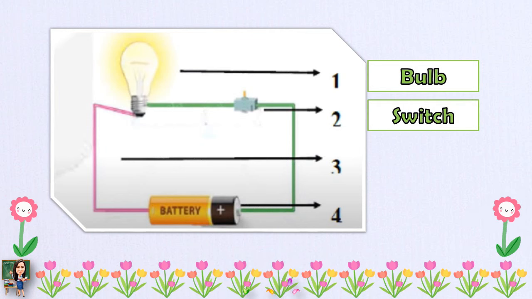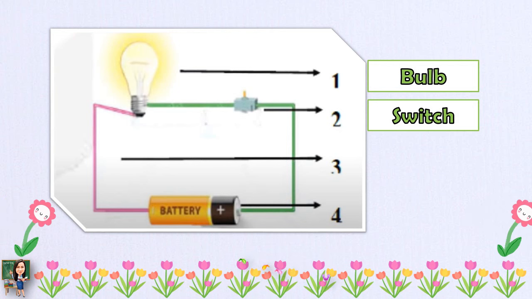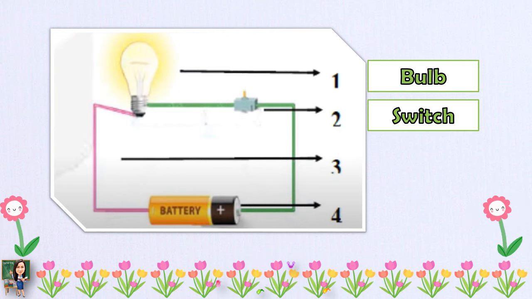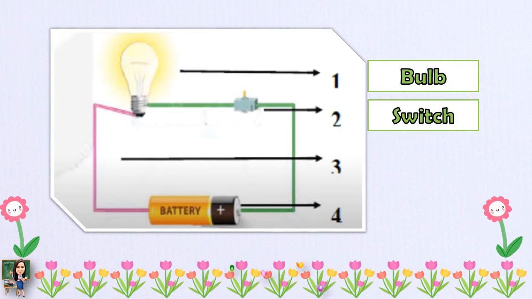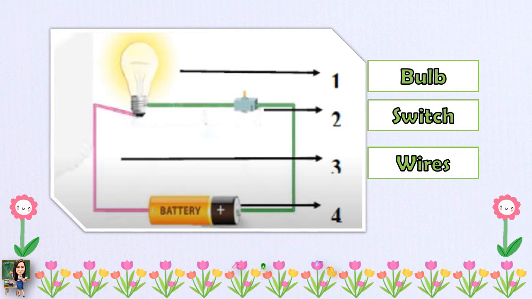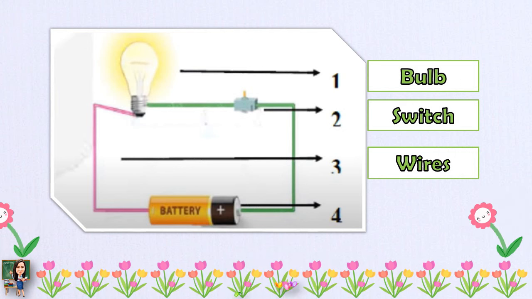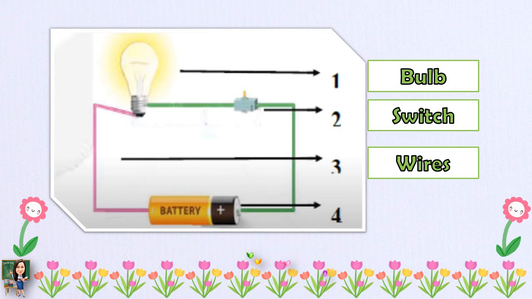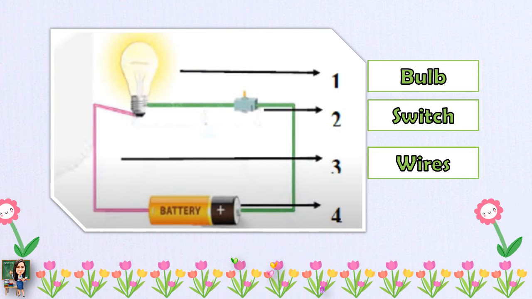Number 3. What figure is shown in the picture? Very good. These are wires. And number 4, what figure is shown in the picture? Very good. It is a battery.